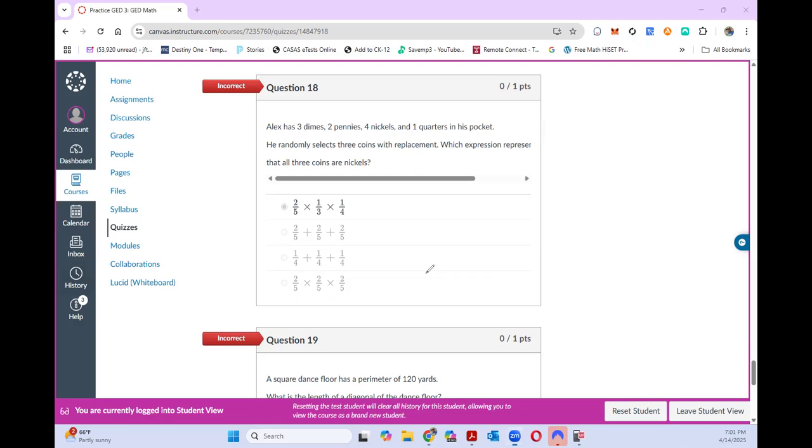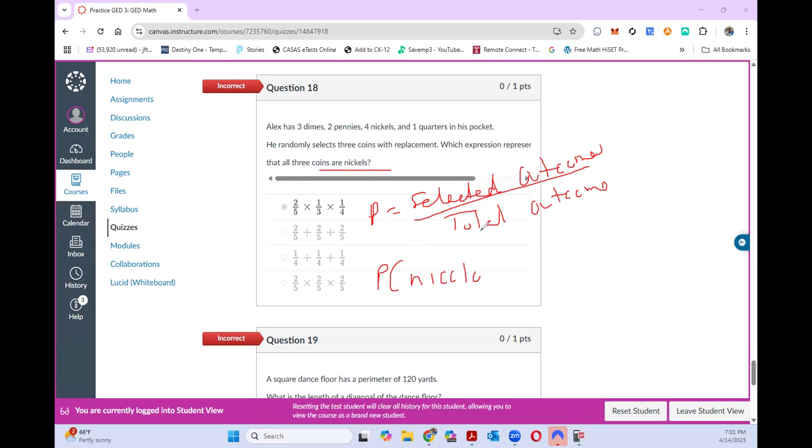Anytime you talk about probability, the probability is equal to selected outcomes over total outcomes. If I'm trying to find the probability that it's a nickel, selected outcomes is how many nickels I have? 4. How many total coins do I have? No, please count again. 3, that's 5. Oh, I'm sorry, 10. 4 over 10 can be reduced to what?